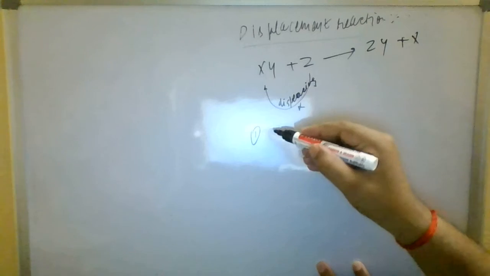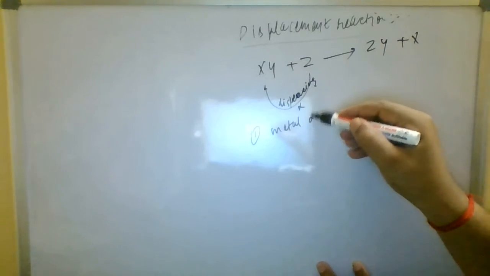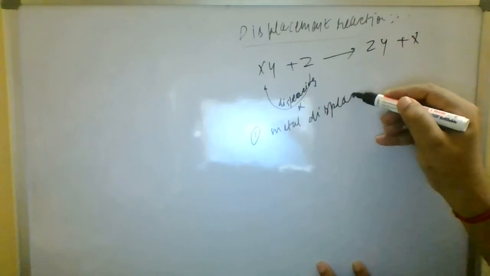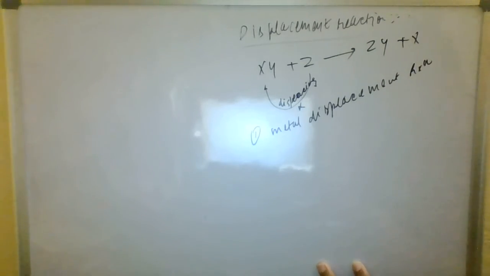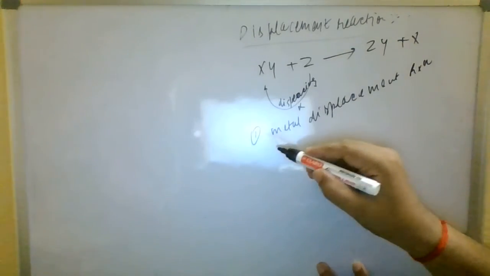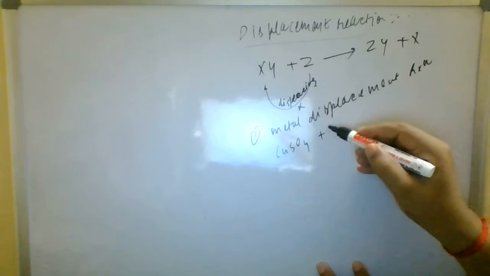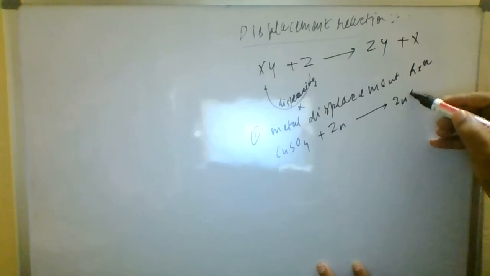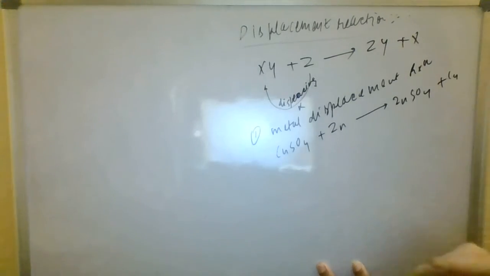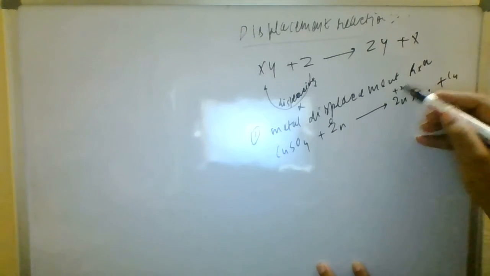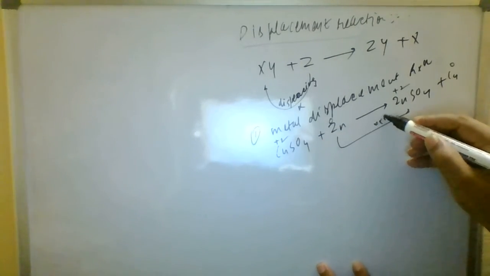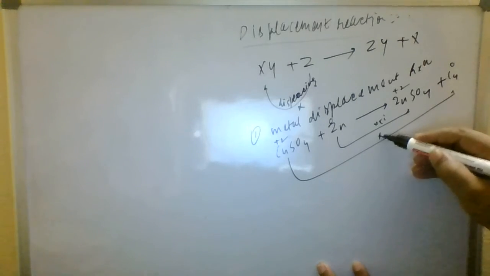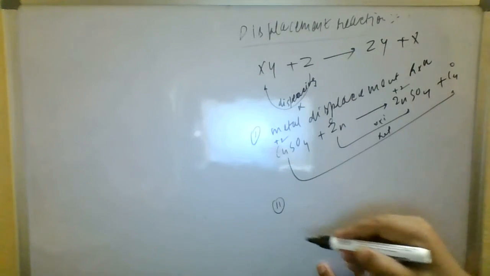There are two types of displacement reaction. The first one is known as the metal displacement reaction. What is the meaning of metal displacement reaction? One metal displaces another metal. Suppose we have copper sulfate, and if you treat it with zinc, it will give ZnSO4 plus copper. So here it is 0, +2, 0, +2. Here zinc goes 0 to +2, this is the oxidation, and +2 to 0, this is the reduction. So this is a type of redox reaction.